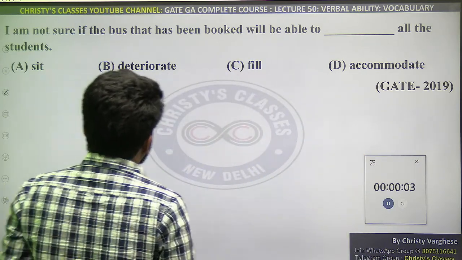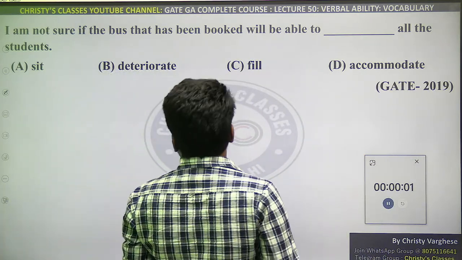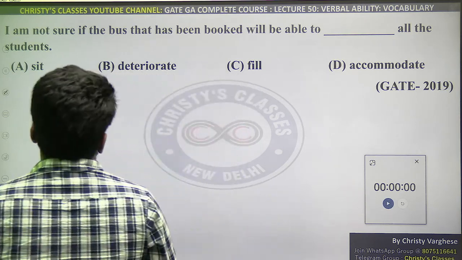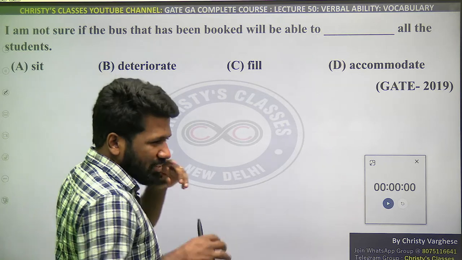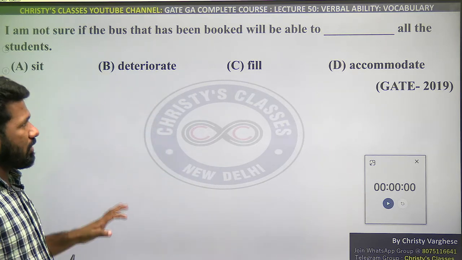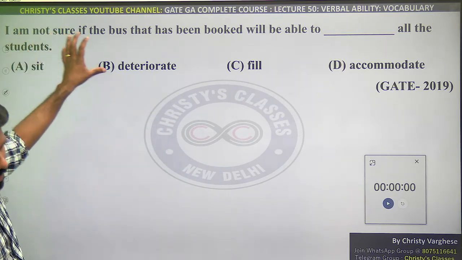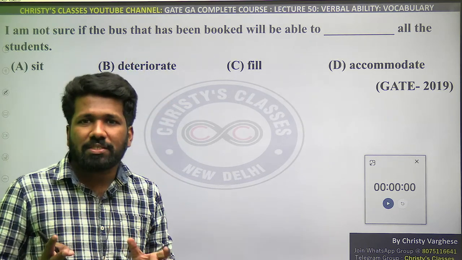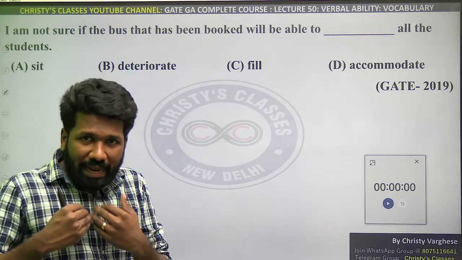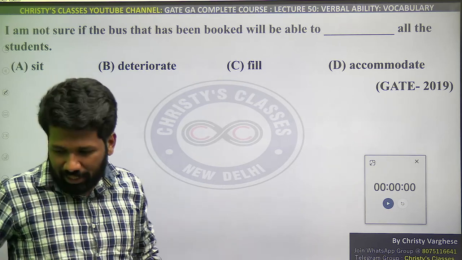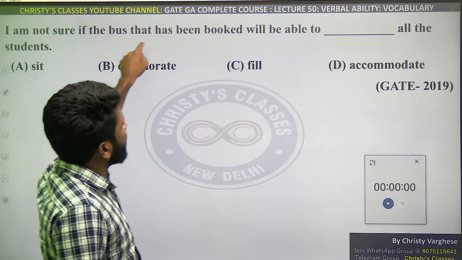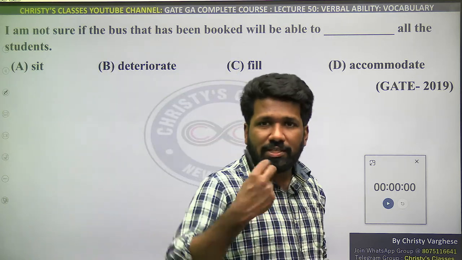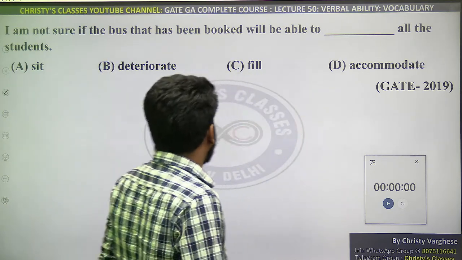I'm not sure if the bus that has been booked will be able to sit all the students. Sit all the students? No, sit means sit somewhere. What we need to convey is to give space, an action we are doing. Sitting is like we can sit somewhere, but the bus that has been booked is giving space.